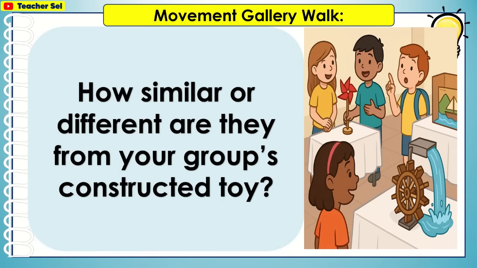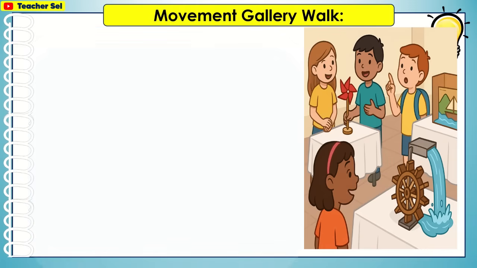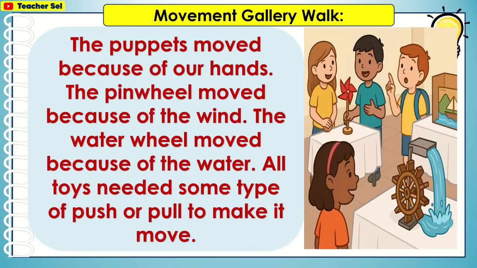How similar or different are they from your group's constructed toy? The puppets moved because of our hands. The pinwheel moved because of the wind. The water wheel moved because of the water. All toys needed some type of push or pull to make it move.